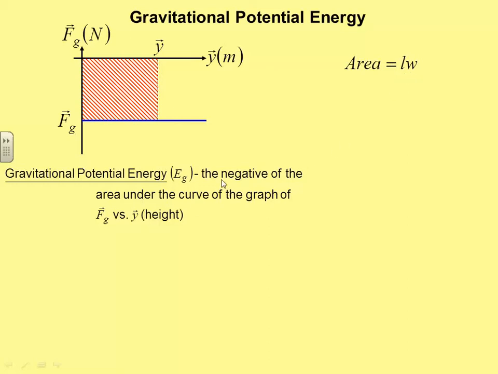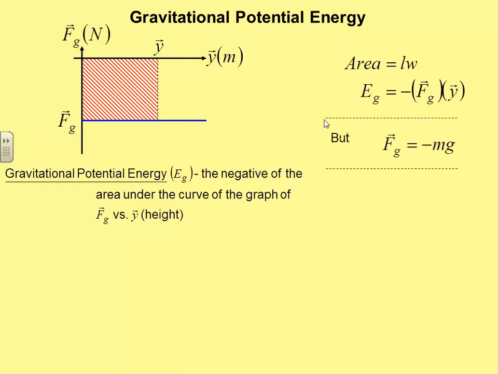So as we just defined the area under this curve, the negative of it, to be the gravitational potential energy, this area would be the Eg, the negative of length times width. Now I don't really care which dimension order we use, so this dimension is F_g, and this dimension is y. However, we did a whole lab and we've used many, many times this year the fact that the force of gravity is the mass times the gravitational field strength.